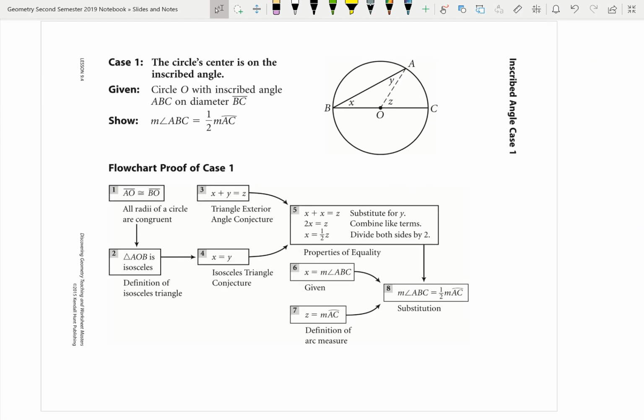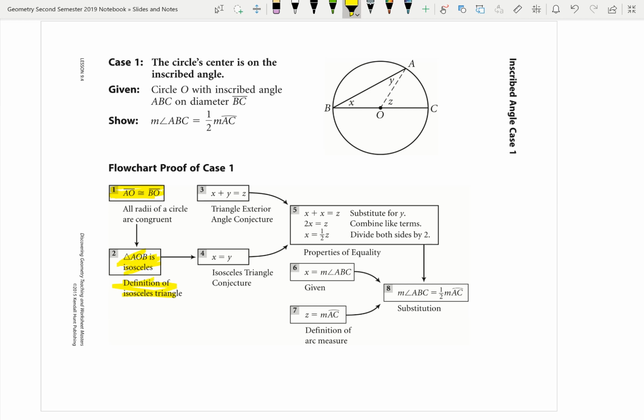So case 1, let's go ahead and see what we're doing. We're looking at circle O with inscribed angle ABC on diameter BC, and we're trying to show that the measure of angle ABC is 1/2 the measure of arc AC. We'll notice how they start out with these being congruent because they're both radii, and that's going to make triangle AOB isosceles because of the definition of an isosceles triangle.